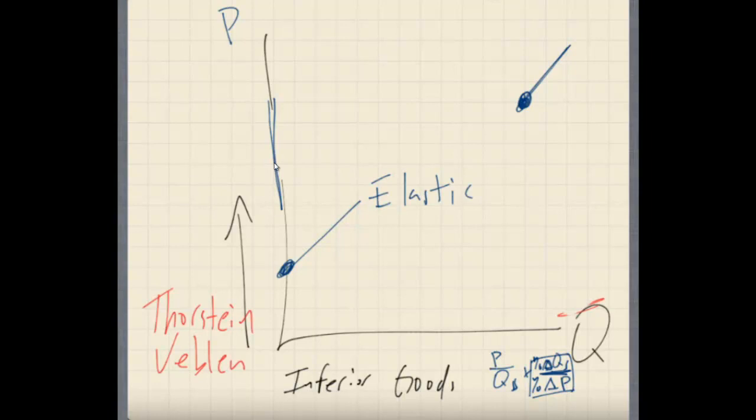Okay? If it connects right here at the exact origin at zero, it's unitary. Right? That means this is one for one. Any change in quantity demanded or any change in price is an equal change in supply. If it connects down here on our x-axis, anywhere down here, this is going to be inelastic.